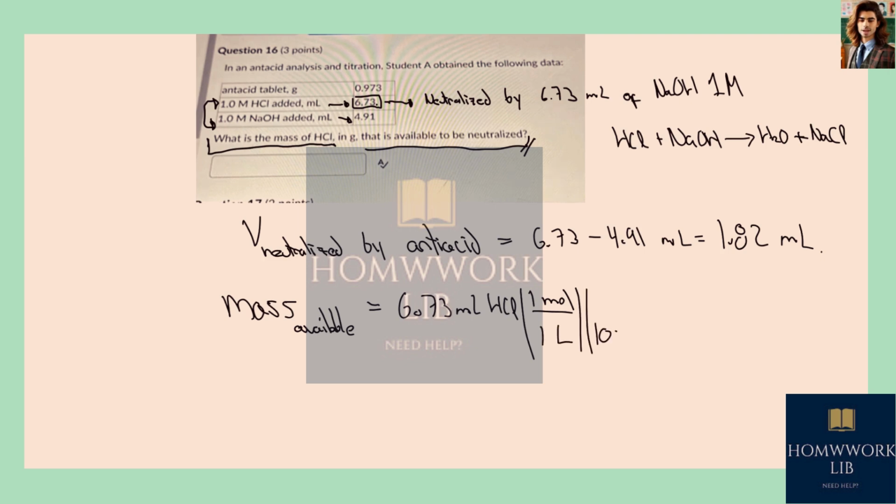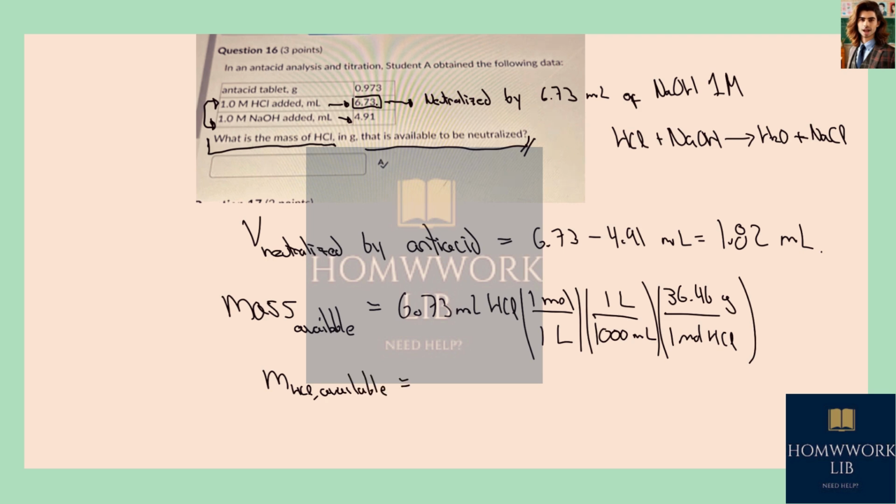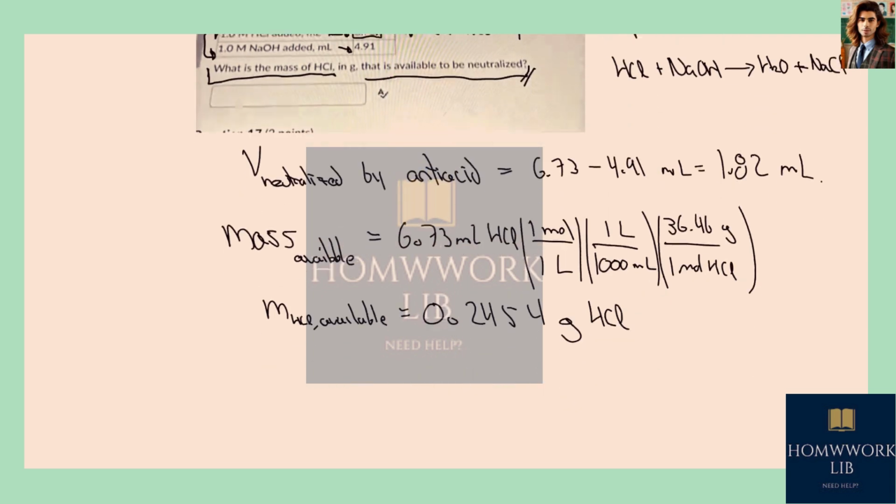We know that 1000 milliliters correspond to 1 liter. And finally, we know that 1 mole of HCl is going to have a molecular weight of 36.46 grams per mole. So the mass of HCl available would be equal to 0.2454 grams of HCl. This is going to be the one available.